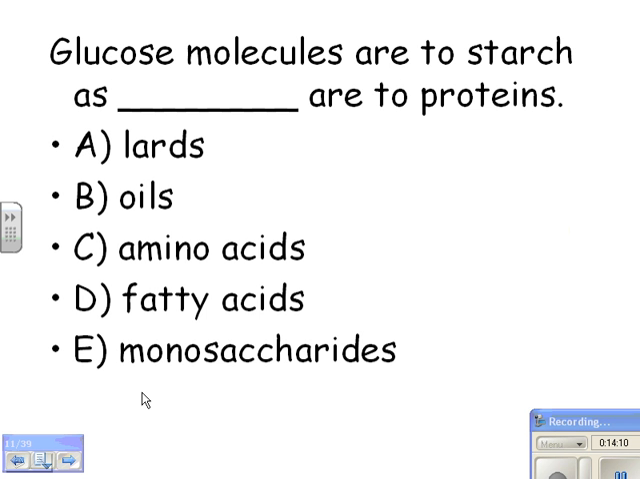Glucose molecules are to starch as blank are to proteins. So glucose are these little molecules. You put them together, they're monomers, and you make starch. So we're talking about monomer to polymer. A protein is a polymer. Let's figure out what its monomer is. It's amino acids.